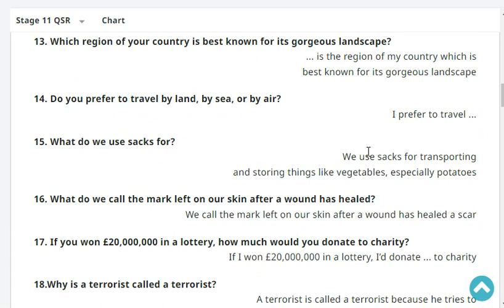What do we use sacks for? We use sacks for transporting and storing things like vegetables, especially potatoes. Very good.